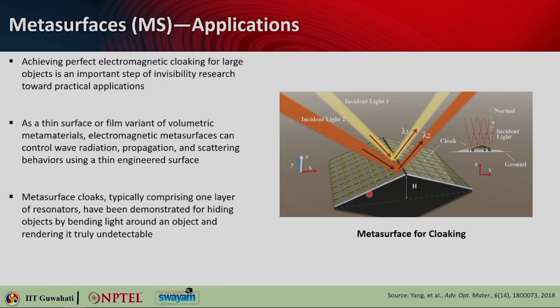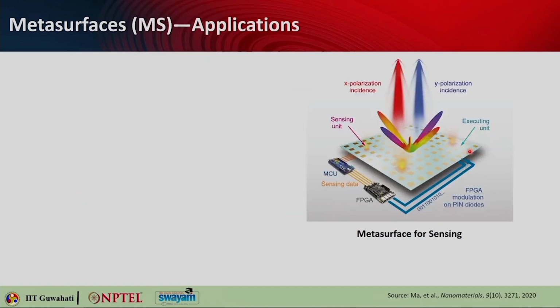That was the one we discussed in the previous lecture. Or you can make sure that the reflection happens in such a way that it is exactly the same as if it is a flat surface. So whatever is below this metasurface will go undetectable, something like this. You can hide anything here so that the reflection spectrum or the reflection profile looks as if the light is coming from a flat surface.